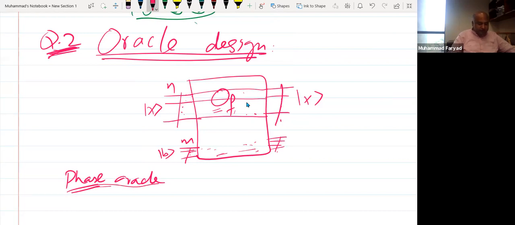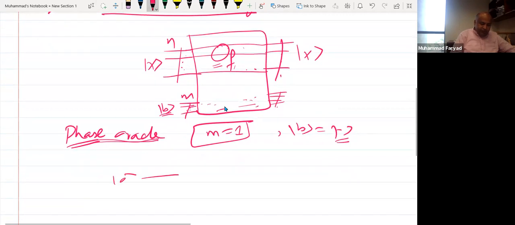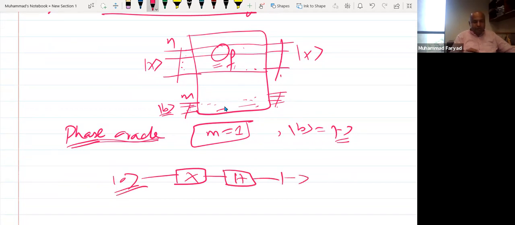Now for the phase oracle, first of all, we have m equal to 1, that is, one qubit over which we are going to perform the operations. And the second is that this state needs to be prepared in the minus state, which means that if we start from 0, as for example in Qiskit, we should always perform first X and then Hadamard to transform this into the minus state. But before we do any operation on these qubits, this state has to be in this state.